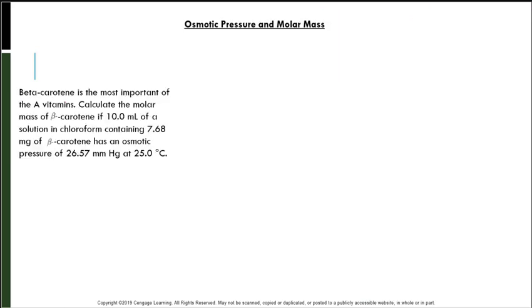Let's look at a problem using osmotic pressure and molar mass. Beta-carotene is the most important of the A vitamins.